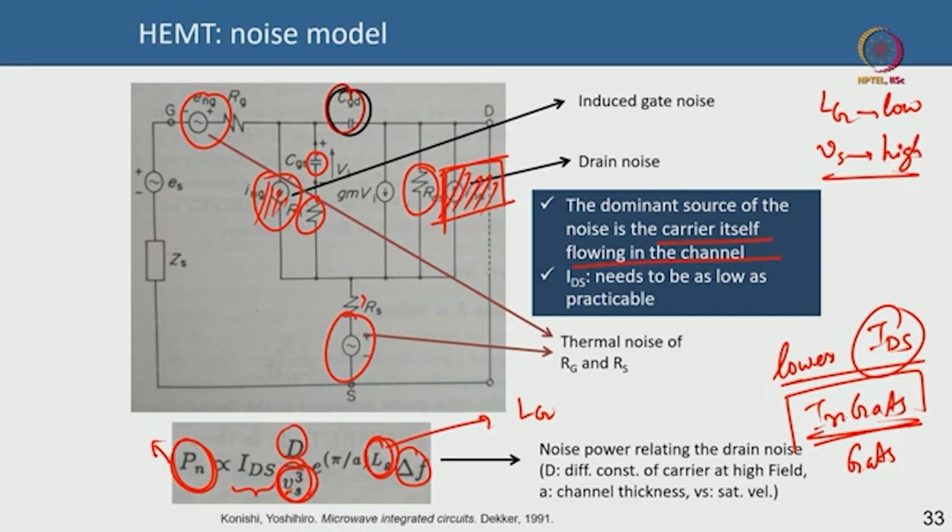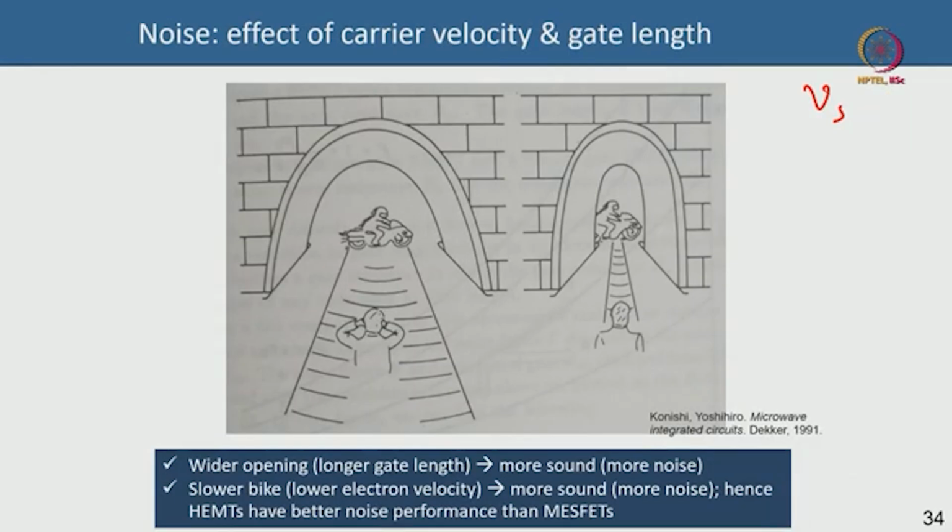So, a more pictorial or qualitative assessment is that imagine there is a motorbiker who is going at very high speed. There are two people standing here, the opening on the wall is very wide here and the opening here is very narrow. So, this corresponds to a larger gate length, and this corresponds to a smaller gate length. This person will hear more noise, he has to put hands on the ears, but this person will not hear as much noise because the opening is very narrow, correct. So, the gate length should be as low as possible for lower noise.